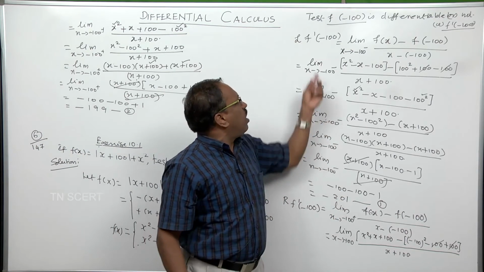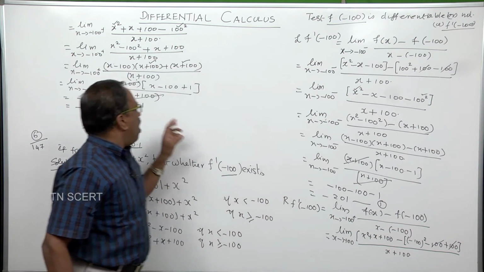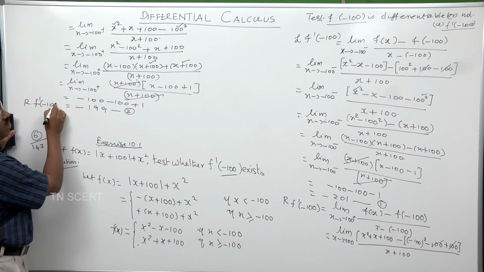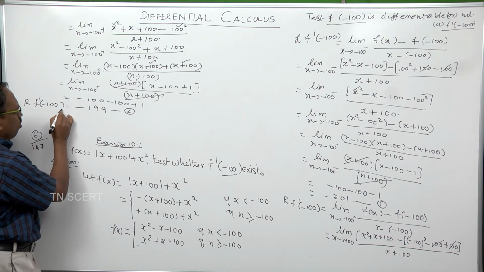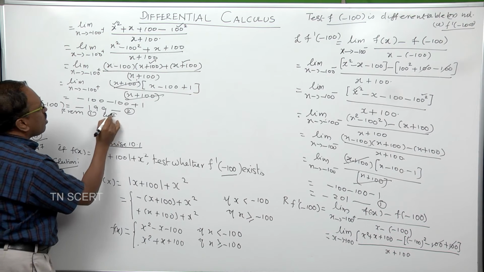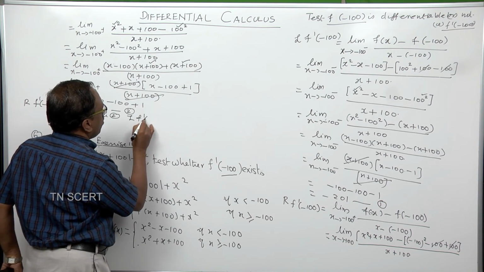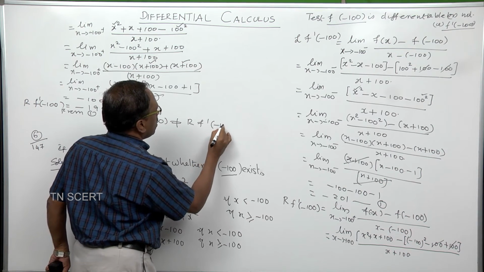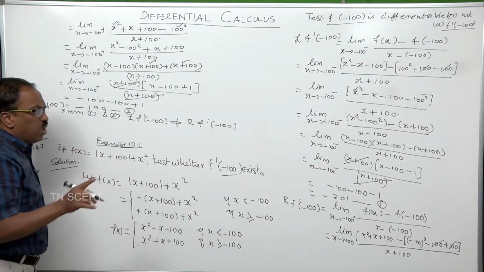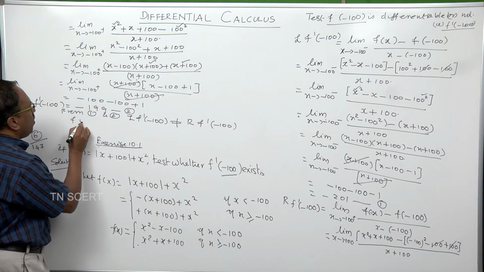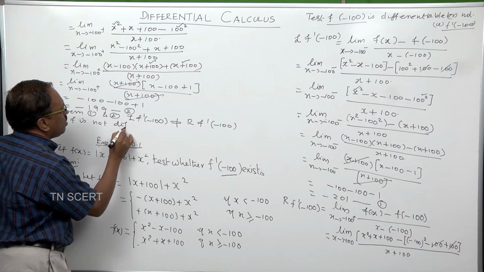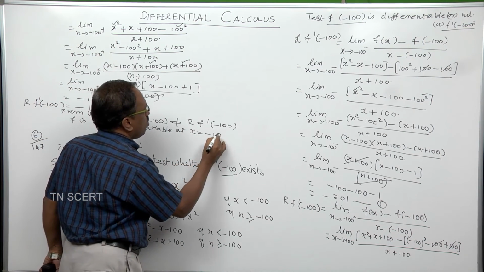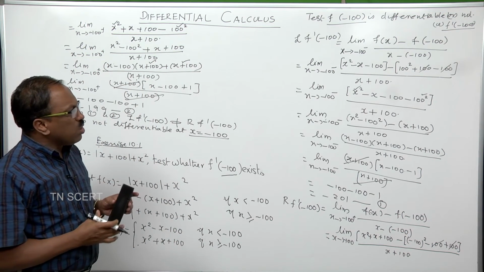See, the initial value for the left limit we got minus 201, and for the right limit r of f dash of negative 100, we got this. From 1 and 2, what do you see? L of f dash of minus 100 is not equal to r of f dash of minus 100. That means f is not differentiable at that value. F is not differentiable at x is equal to minus 100.